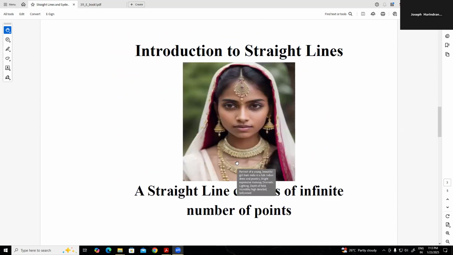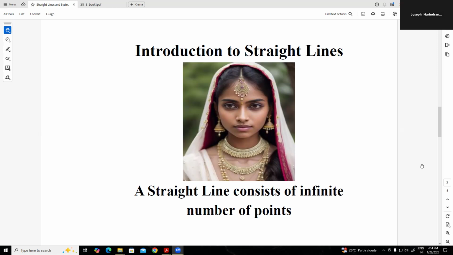subtopics. First of all, let us see the introduction to straight lines. You see this image here, a picture of a girl wearing some ornaments and so on. Can you figure out how many points are in this figure? Infinitely many. This is what exactly a straight line. This is a plane, and each point is called a pixel, a picture element in an image. So we see that all these points have merged together and form a wonderful image.